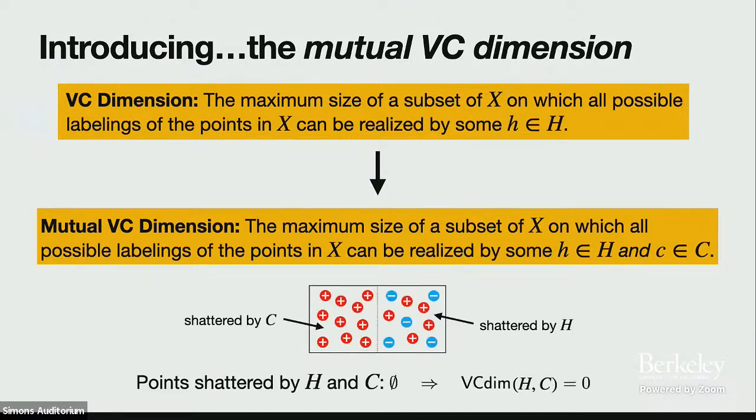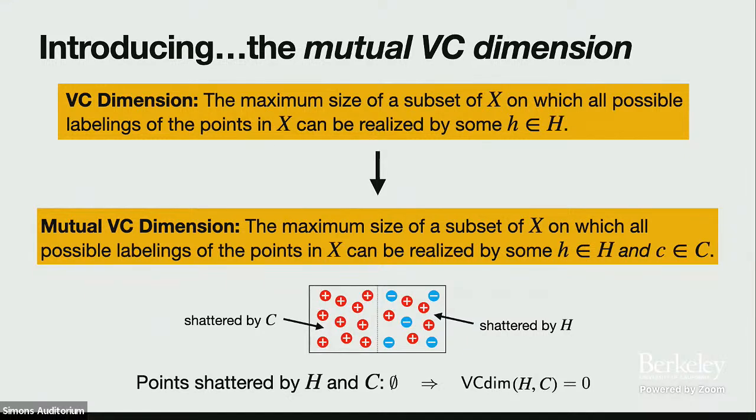To really drive home what I'm trying to define here, I'll go over what it would be in this example we just saw. If we look at all the points shattered by C, that was half of the domain. All the points shattered by H was the other half of the domain. But the key is that these halves were disjoint. And so if I look at which points were simultaneously shattered, there weren't any. So my mutual VC dimension would be 0.